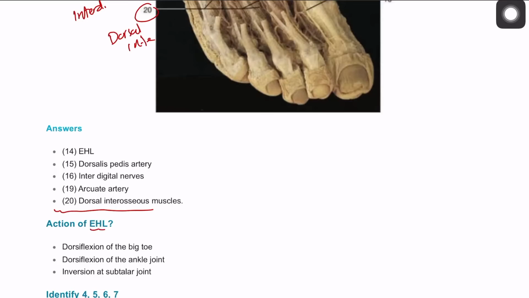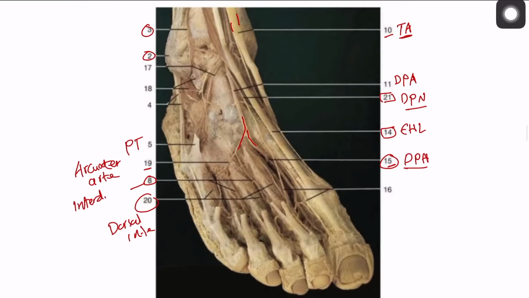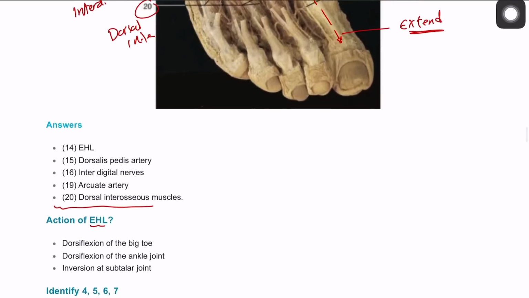What is the action of extensor hallucis longus? So if you look here, it's a muscle coming all the way up from the leg and going all the way down to the big toe, so it can extend that big toe. But it doesn't only work on the big toe because it's passing in front of the ankle as well, so it can dorsiflex the ankle. In addition to that, it can invert the ankle. So inversion as well is one of the movements for the extensor hallucis longus.